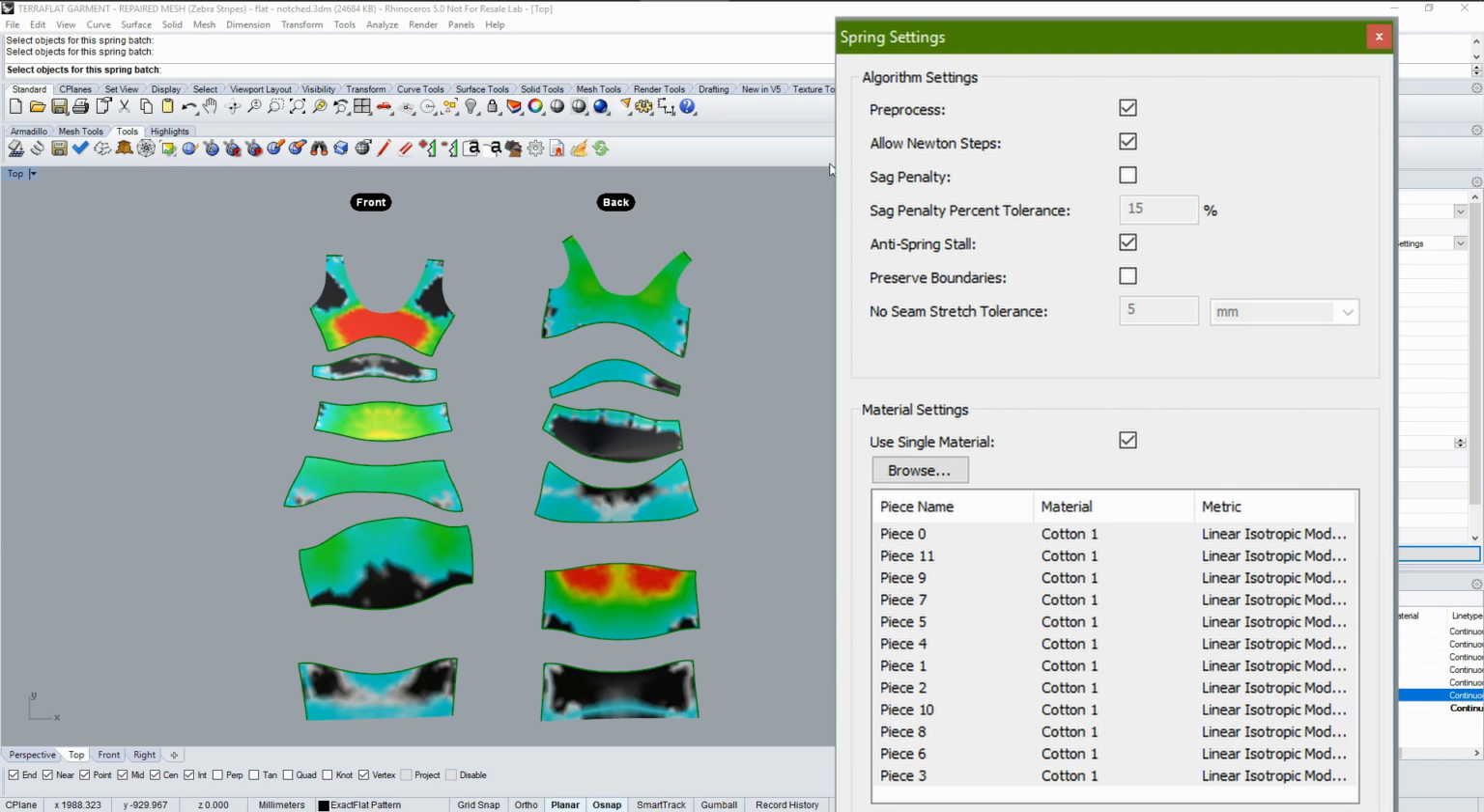Anti-spring stall skips excessive calculations that give the appearance of algorithm stall at 80%. Preserve boundaries enforces the 2D pattern perimeter length to be the same as the 3D model perimeter length. The piece material changes the mechanical properties of the material used during optimization.